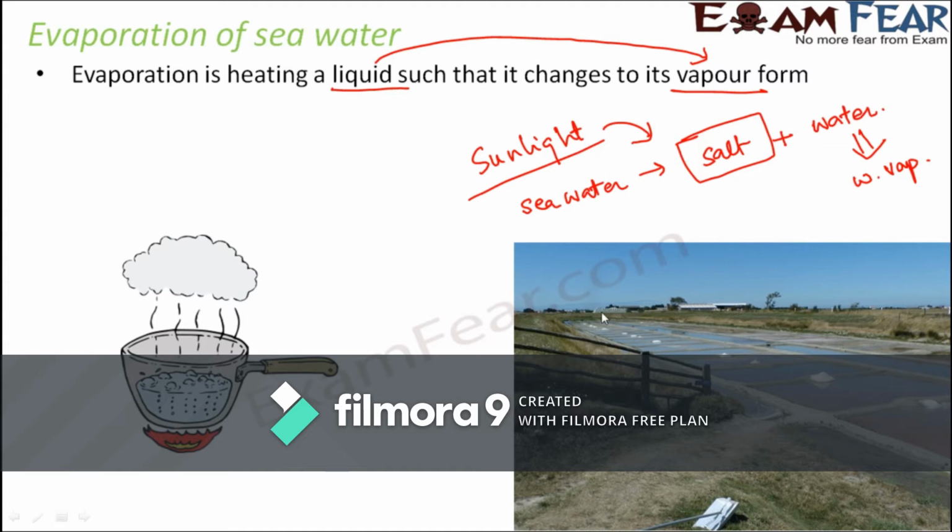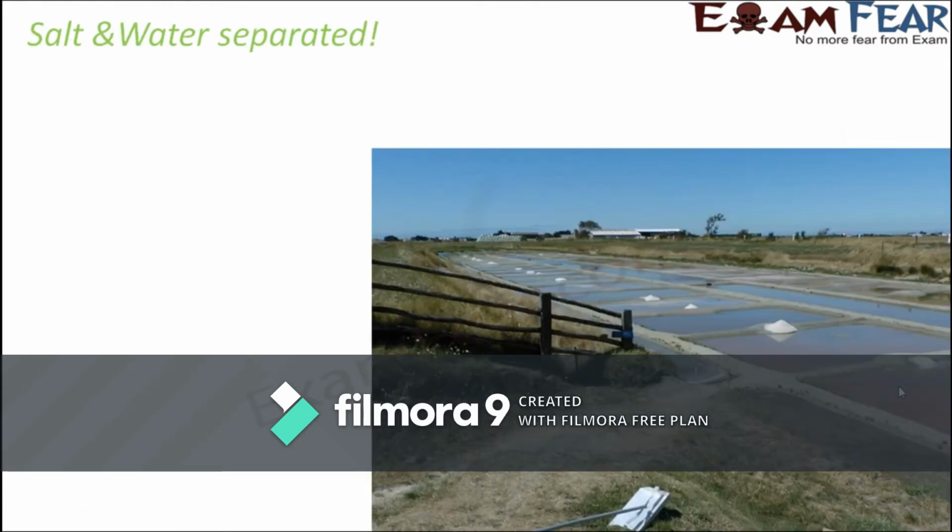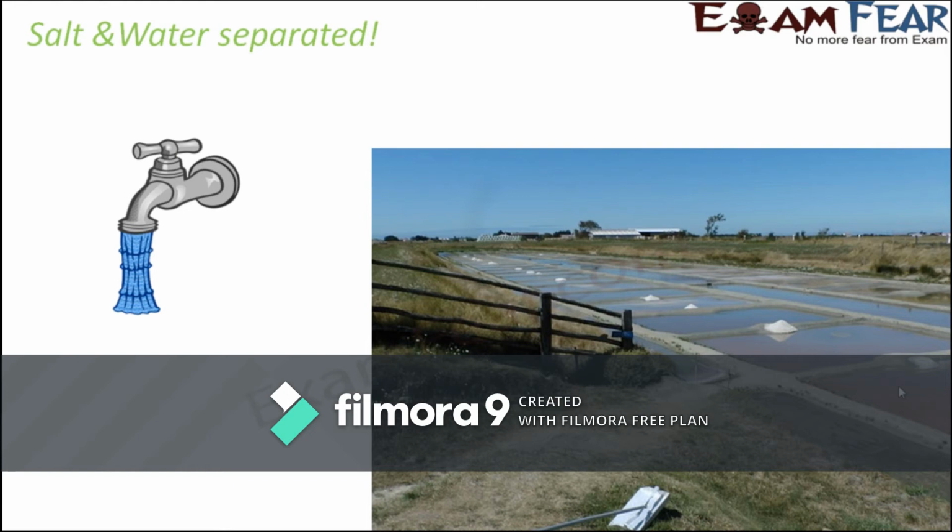In fact, this is how salt is obtained from the sea. Because we obtain salt from the sea. So you see here, you can see heaps of salt. That's how salt is obtained from the sea and the water gets converted to water vapor. So that's how salt and water are separated.